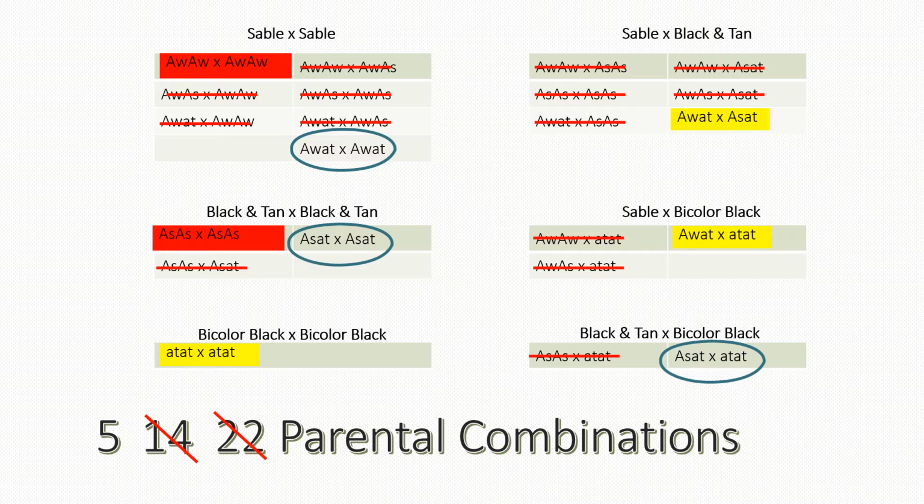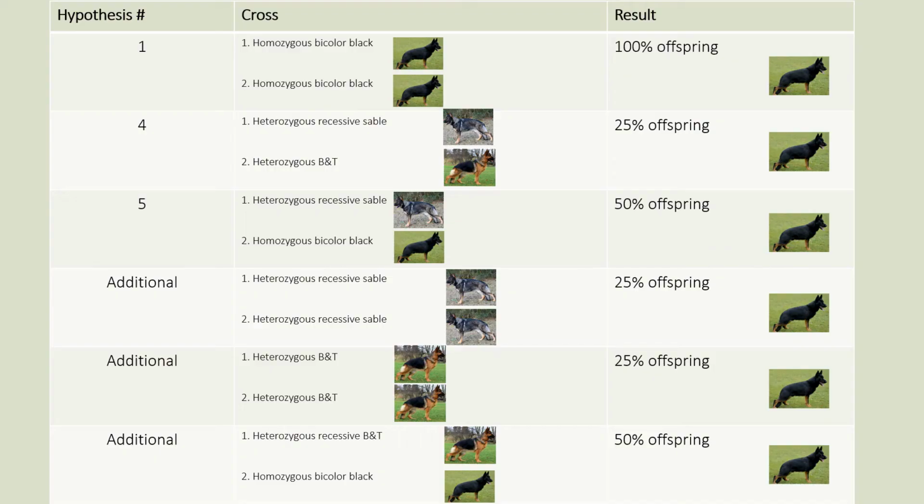And we see that all of these circled and highlighted options here, the highlighted ones being the ones we tried, and the circled options being the ones that we are applying our hint to, we know that those are going to create our homozygous recessive bicolored black shepherds. Those are our 3 potential combinations left.